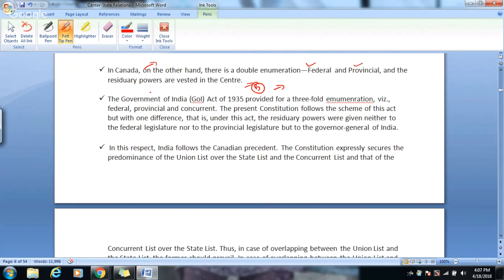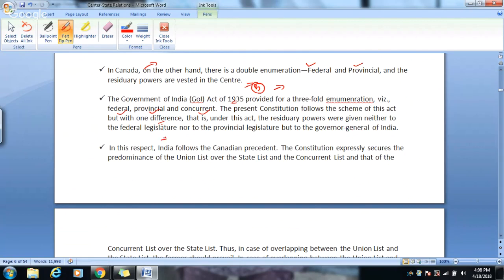Now the Government of India Act of 1935 provided for a threefold enumeration, that is federal, provincial, and concurrent. The Indian Constitution has taken a lot of points from the Government of India Act of 1935. The present constitution follows the scheme of this act, but with one difference: under this act the residuary powers were given neither to the federal legislature nor to the provincial legislature, but to the Governor General of India.